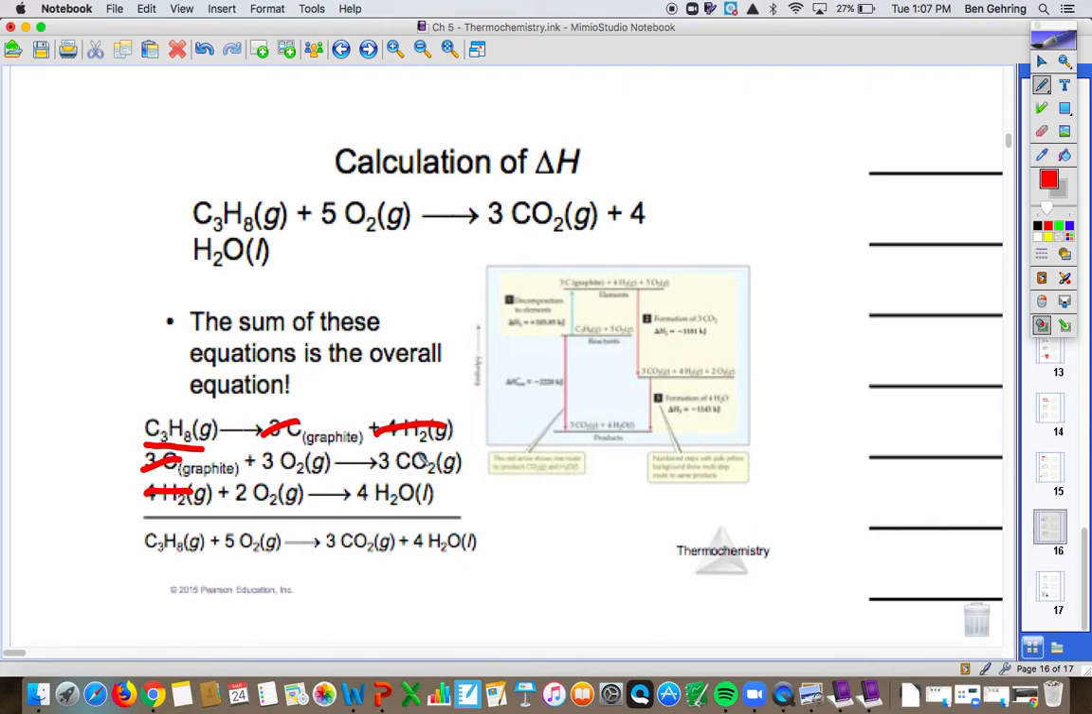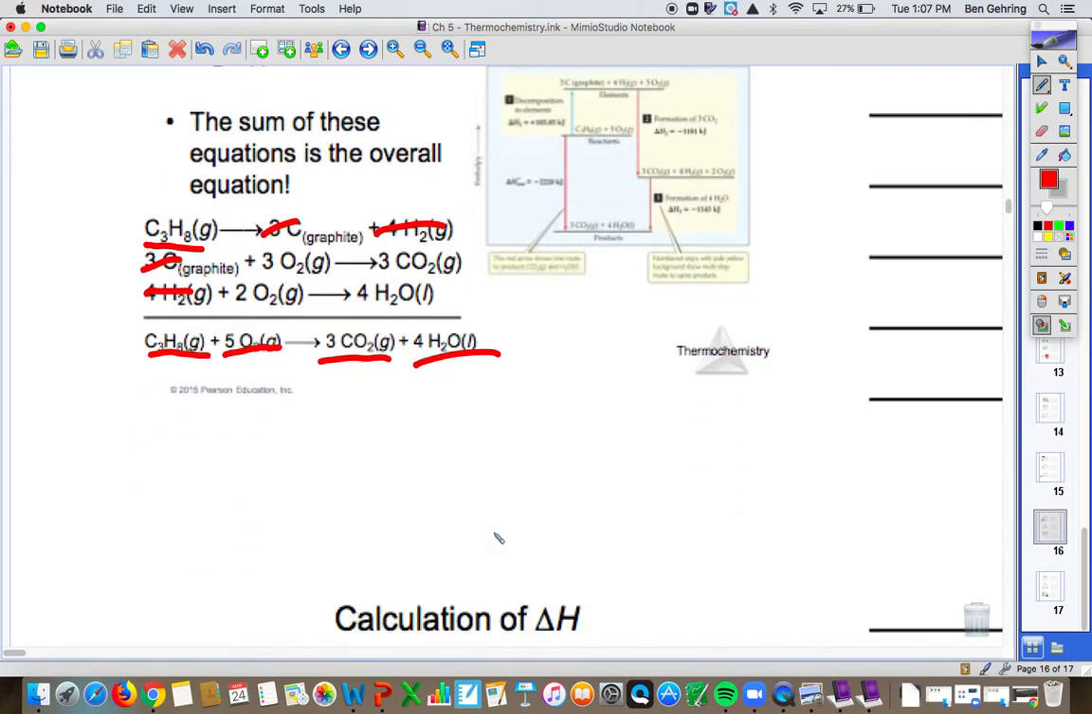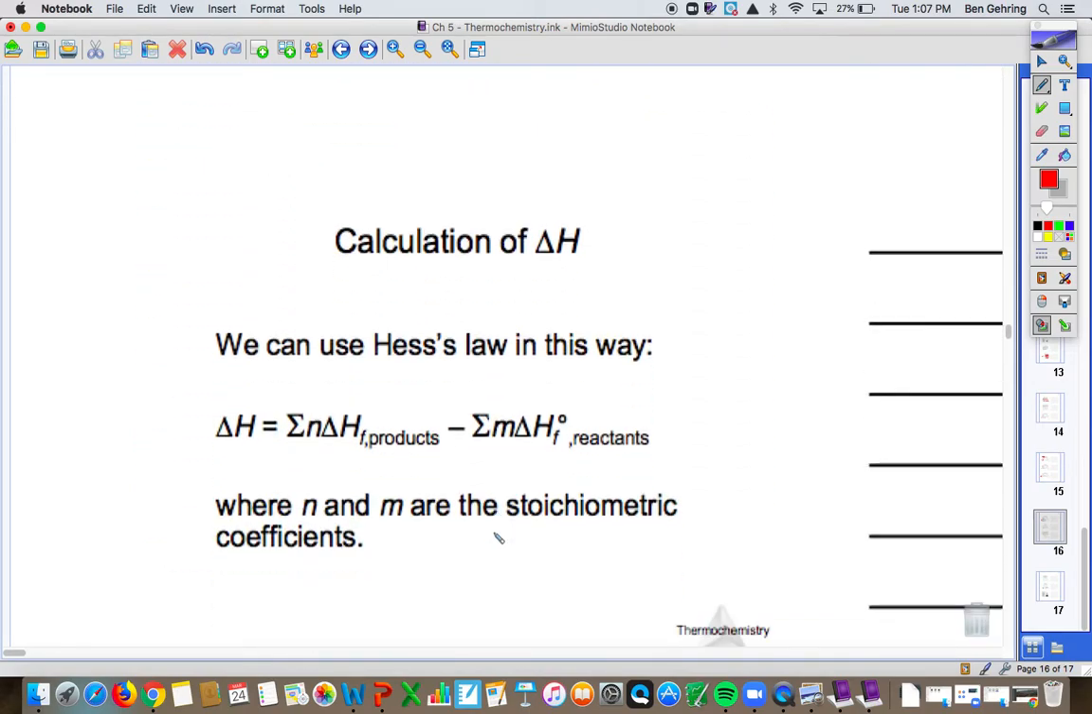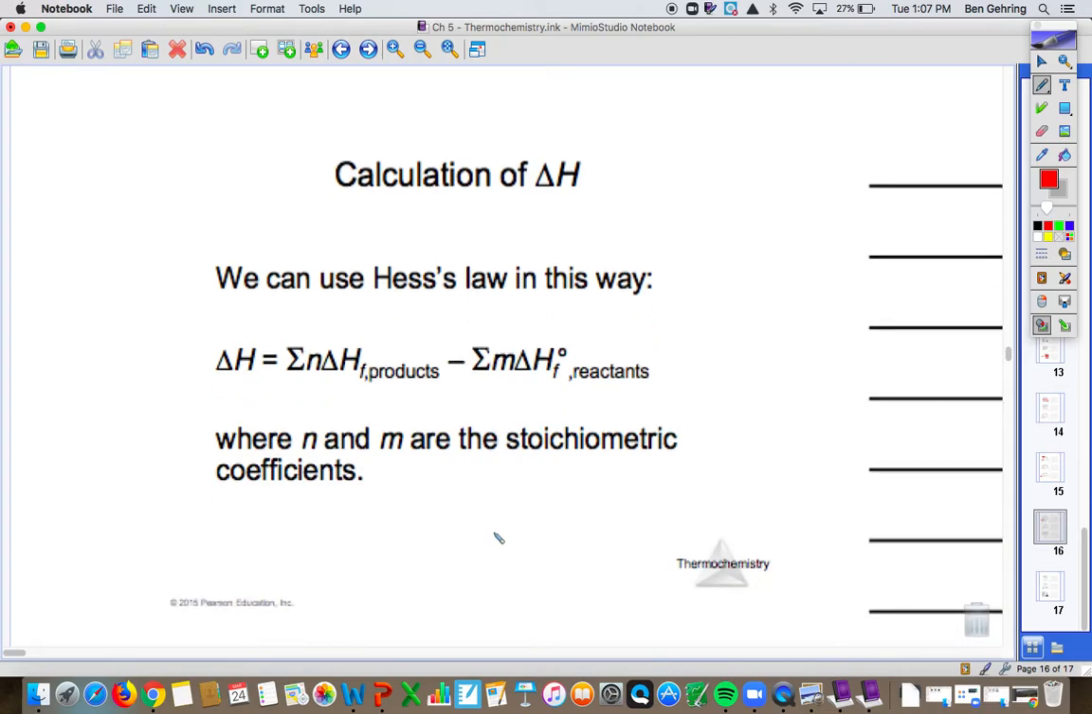So if I write down everything I have left, I have C3H8, which is written here. I have 3 O2s plus 2 O2s, which gives me my 5 O2s, which is there. On this side, I get 3 carbon dioxides, and I get 4 water molecules. So that is Hess's law kind of in action. We take those 3 separate steps, put them together, and I get my total reaction total products. And then we can calculate delta H.